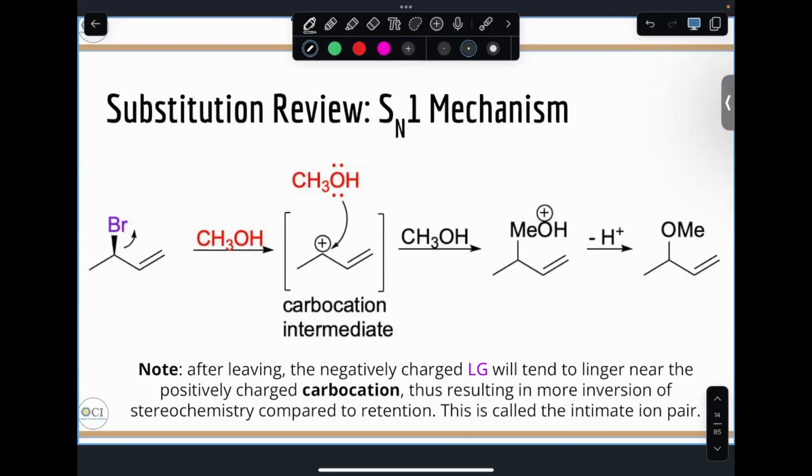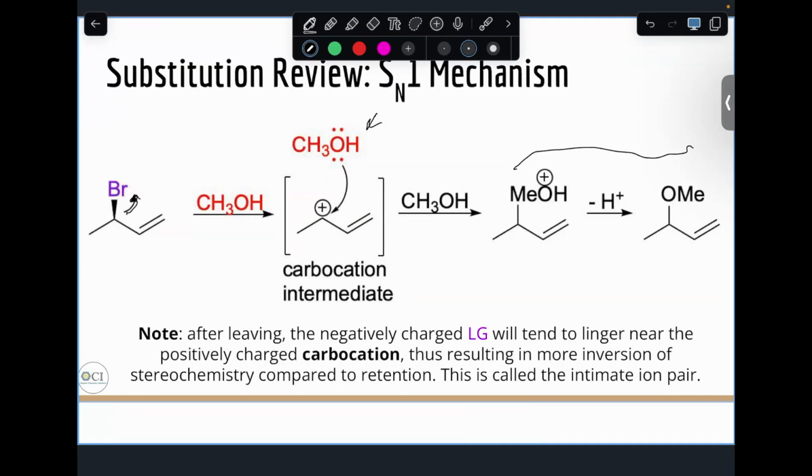Moving on, this is the mechanism. First we start out with the group leaving. We need a good leaving group for this, and it forms this carbocation. Then we have a nucleophile that can attack the carbocation and form our product. Pretty simple, we got that, okay?